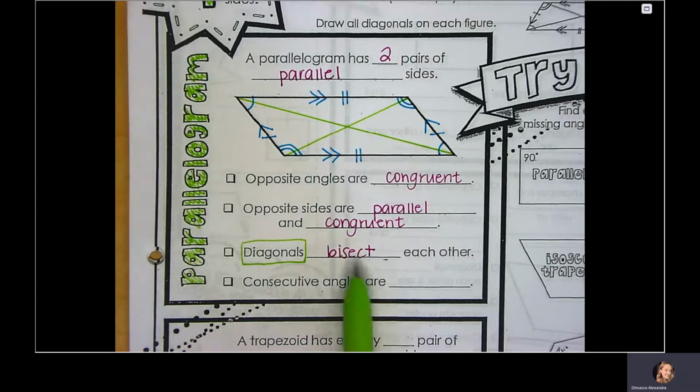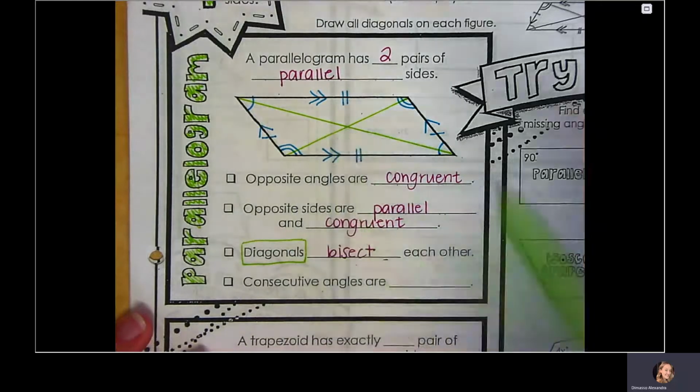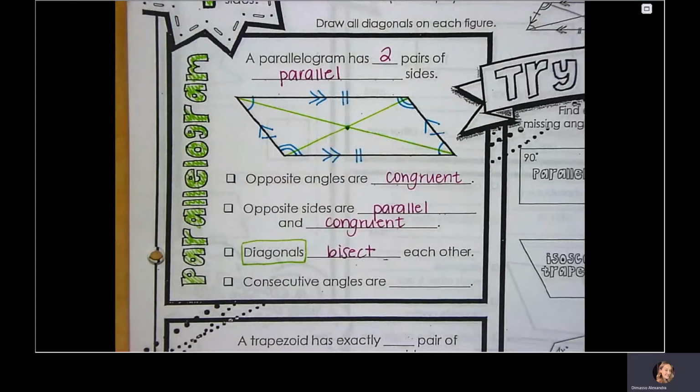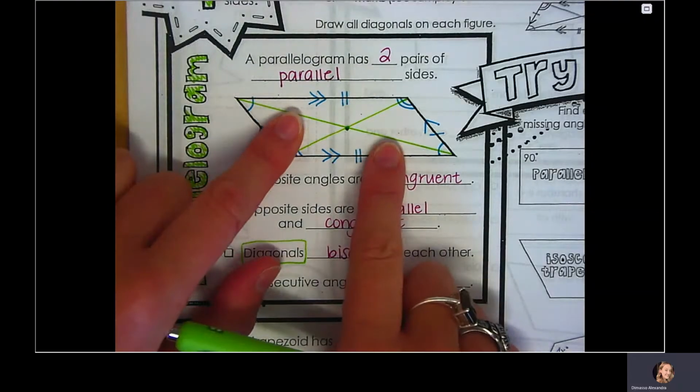Okay, so bisect means cut in half. So where these two green lines intersect right in the middle here at this point, I've got two pieces that are now exactly the same. So that means this piece and this piece on the same line should be the same length.